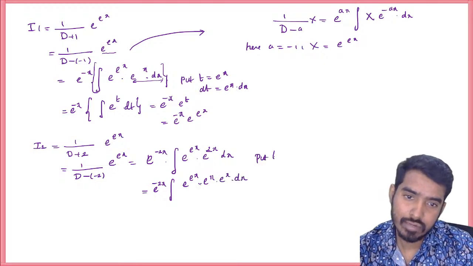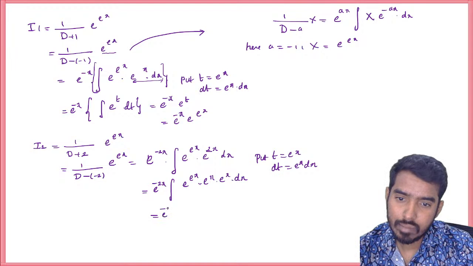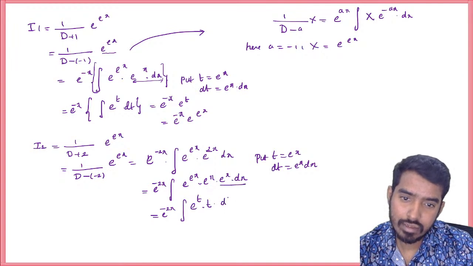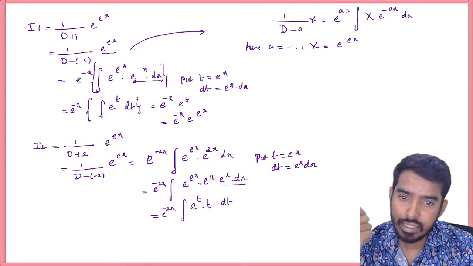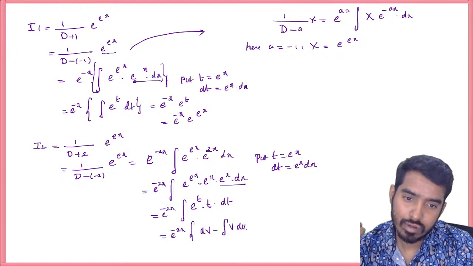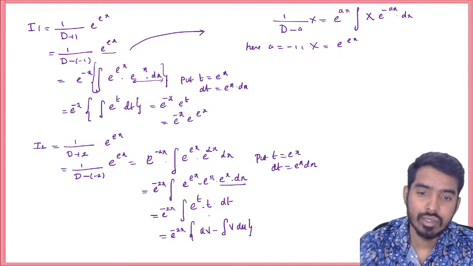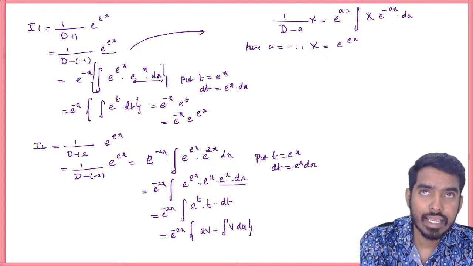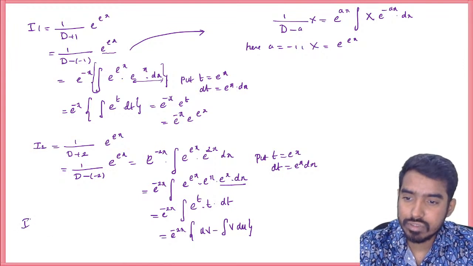So put t is equal to e power x. So dt will be e power x dx. So this will be e power minus 2x integration of e power t. This is t, this is dt, right? So we have t e power t dt. Now again you apply the UV method here, right? UV minus integration of v du, because we have two functions, right? So you have to choose u according to ILATE. You have to choose u in this order, right?